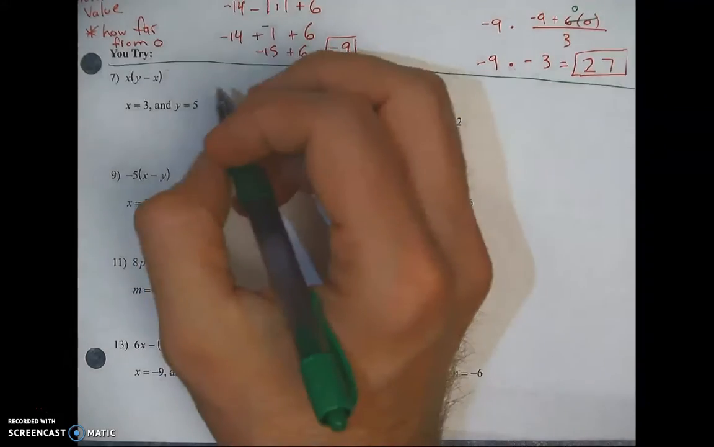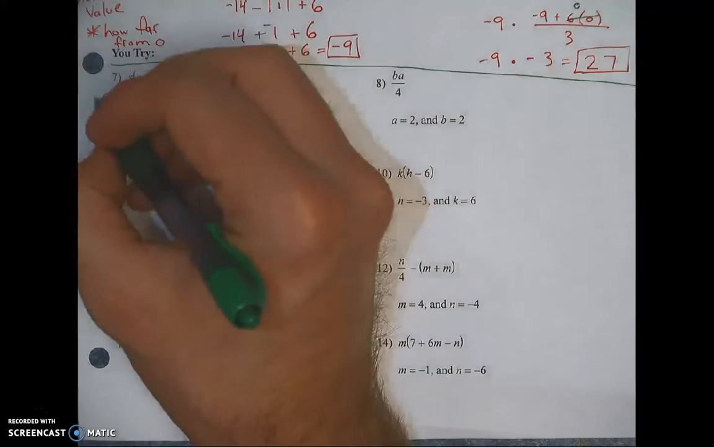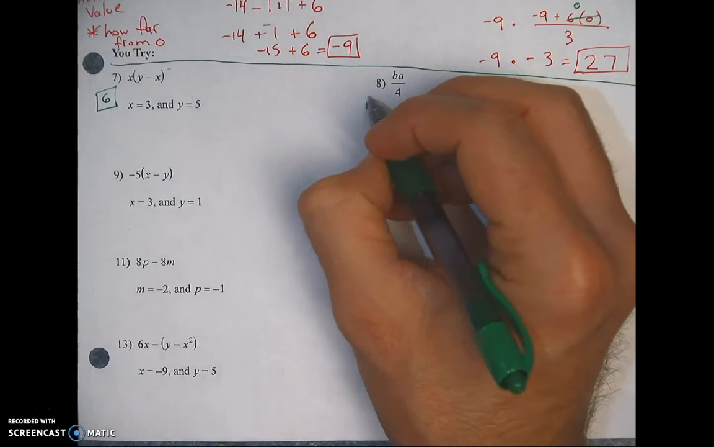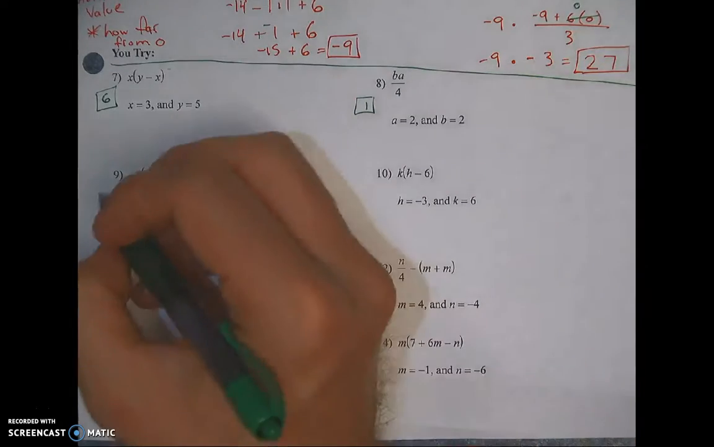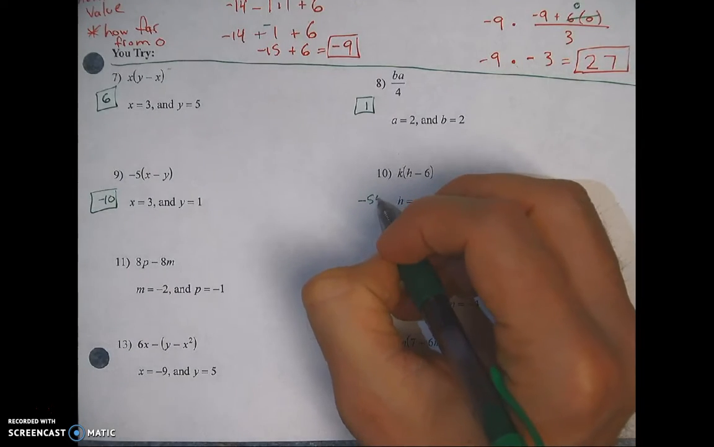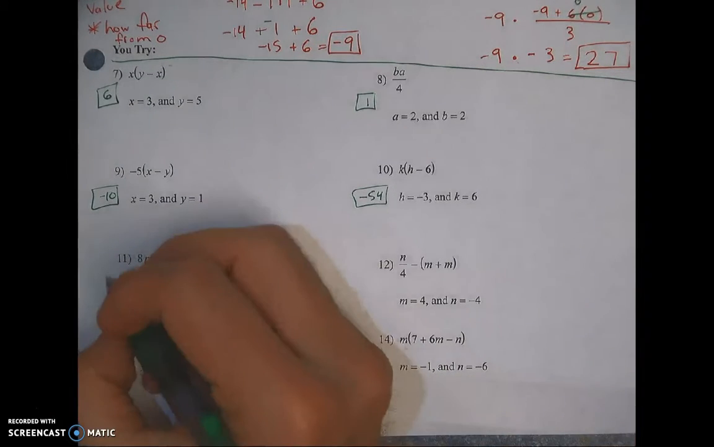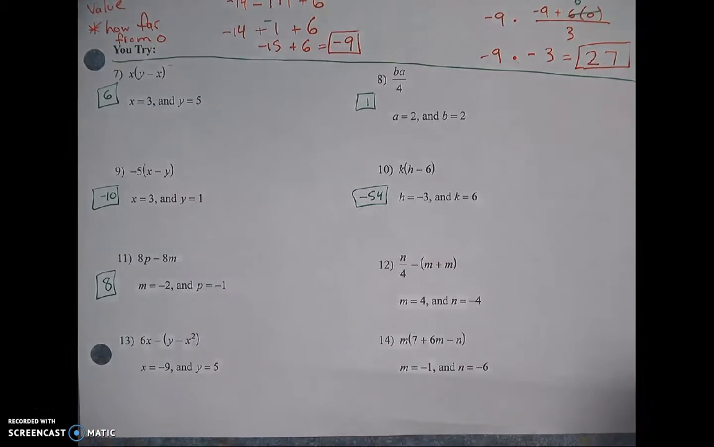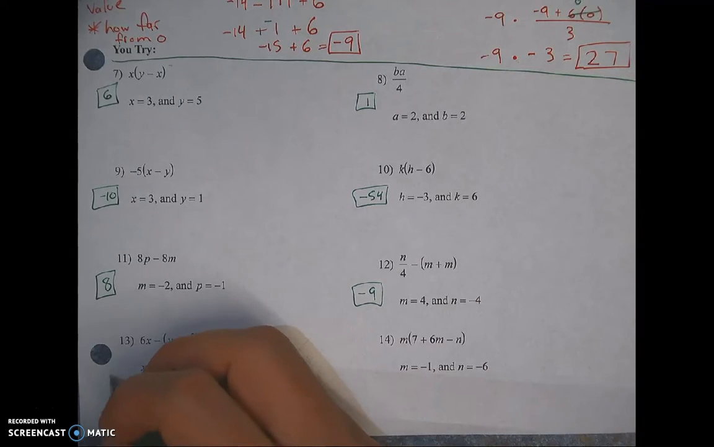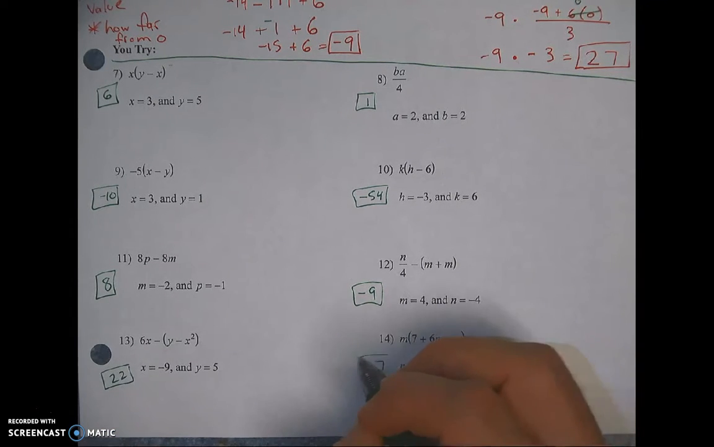Okay, so the answer to number 7, if you get it right, is 6. The answer to number 8 is 1. 9 is negative 10. 10 is negative 54. 11 is 8. 12 is negative 9. 13 is 22. And 14 is negative 7.